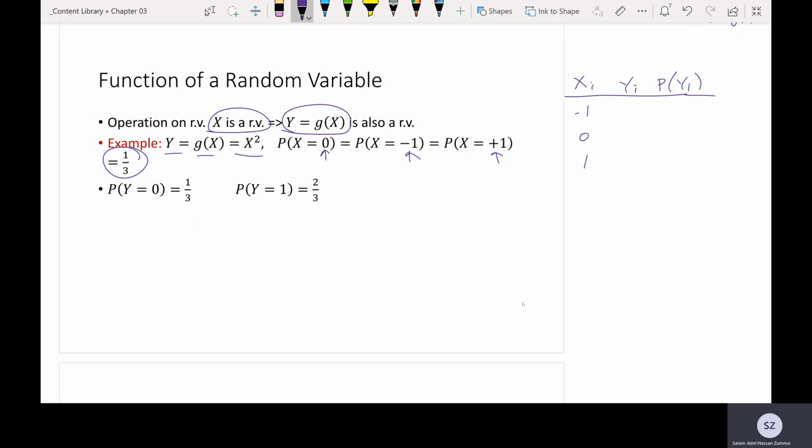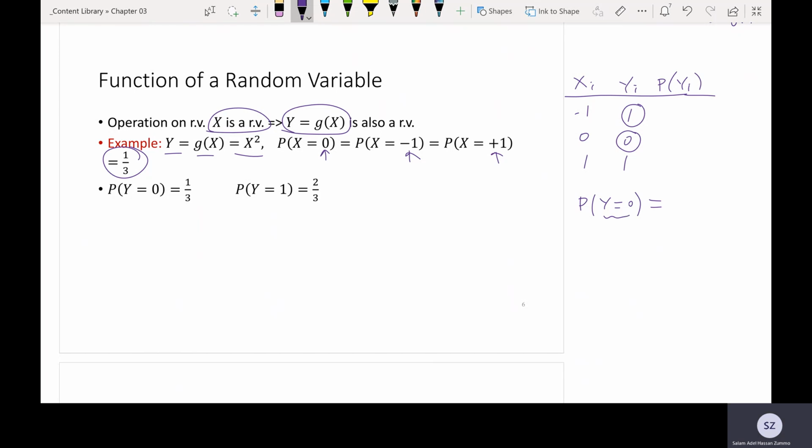Y is x squared, right? So it's 1, 0, 1. What is the probability of y? What are the values of y here? We have only two values, right? What is the probability of y equals 0?